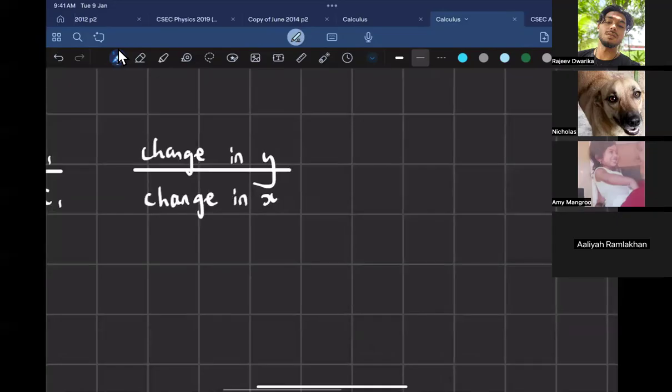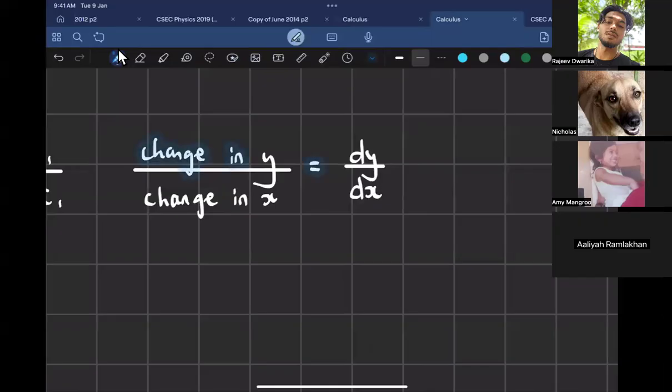And let me ask you a question. What do you think dy over dx means? Derivative of y over the derivative of x. No. The difference. Yeah. But specifically, it means the change in y with respect to the change in x. Is the same thing as gradient.